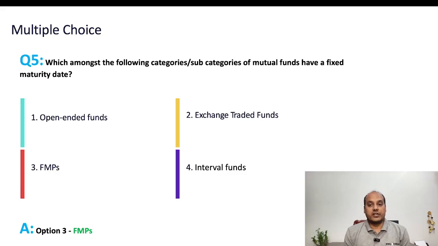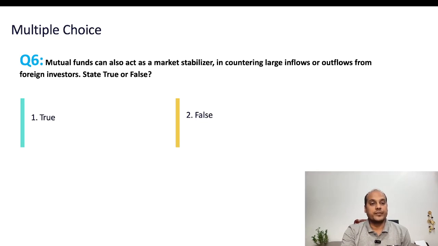Fourth is the interval funds. Interval funds are generally closed-ended funds, but they open at a given interval for certain days. For example, 2 to 15 days, that's when they open. Anybody can sell their units or someone else can buy the units. So such funds are called interval funds. So the answer for this one is option 3, FMPs.